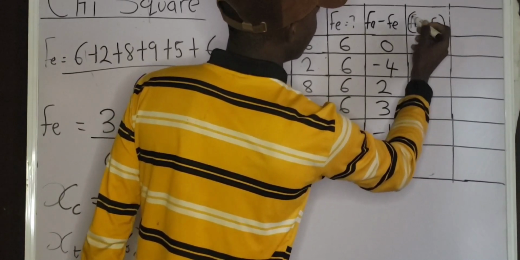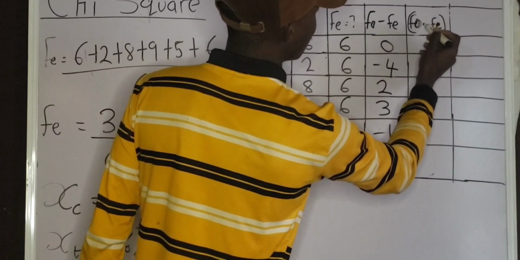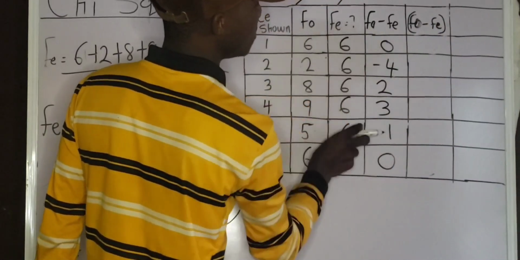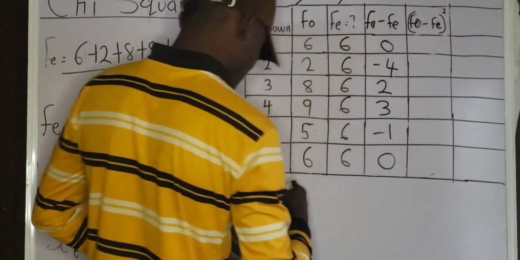Okay, please, can you see what I wrote here? That is the square of this difference. That's what I put here. Okay, so now let's proceed.